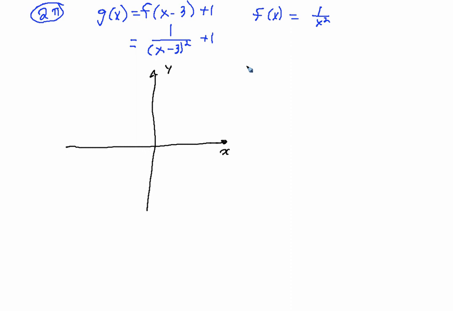I'm going to go a little faster this time. I'm not going to put in the stock function first. I'm just going to go for what we know happened here. We got shifted 3 units to the right, so 1, 2, 3. There is my vertical asymptote. And then the horizontal asymptote got shifted up by 1, so that's 1. There is my horizontal asymptote.